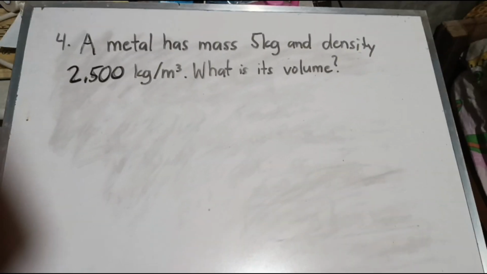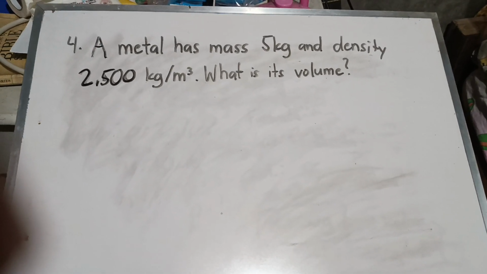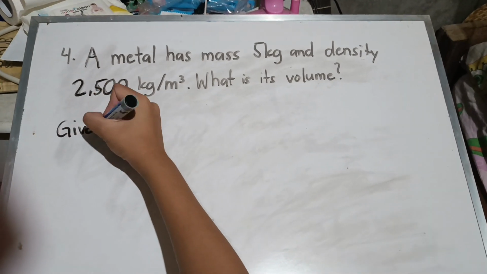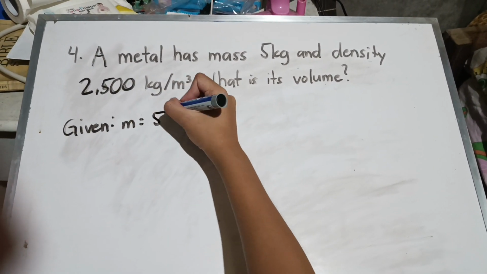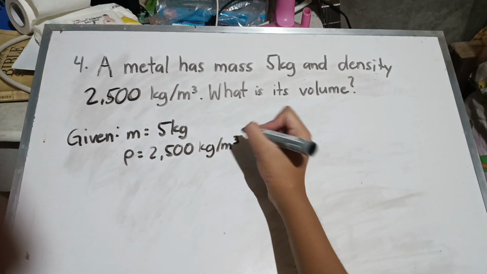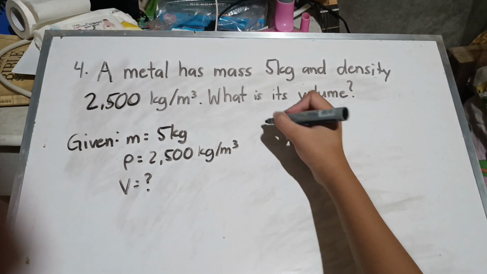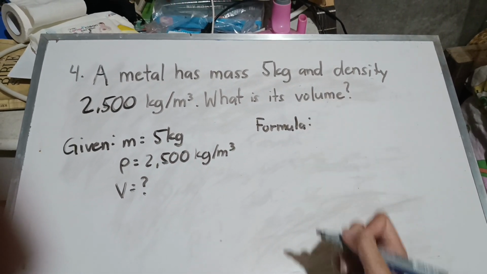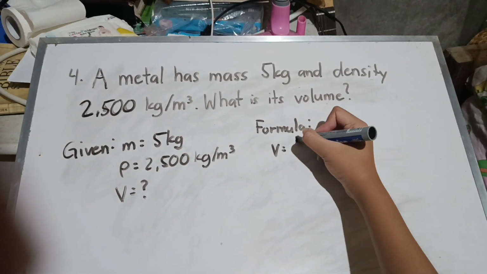Problem number 4. A metal has mass 5 kilograms and density 2,500 kilograms per cubic meter. What is its volume? Feel free to pause the video and give it a try. Let's write the given first. So we have our mass 5 kilograms and density 2,500 kilograms per cubic meter. And here, we are going to find the volume. So to find the volume, we'll use the formula volume equals to mass over density.